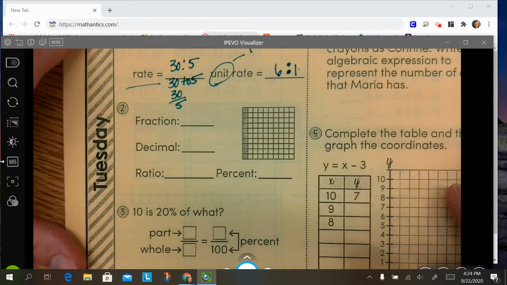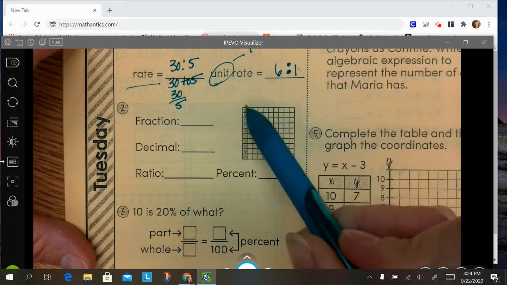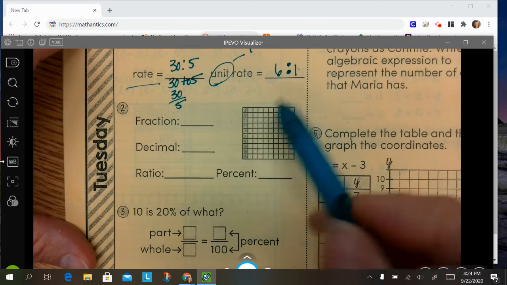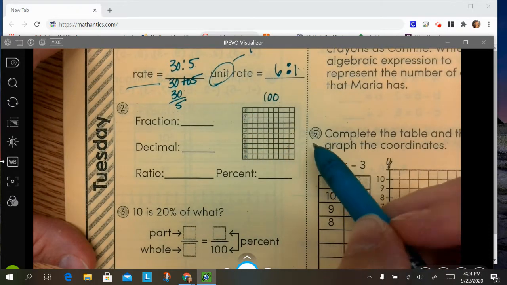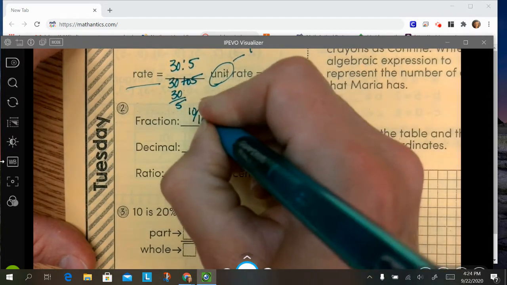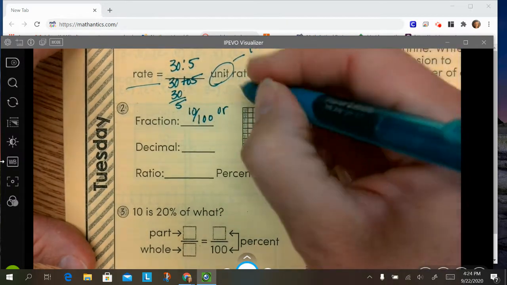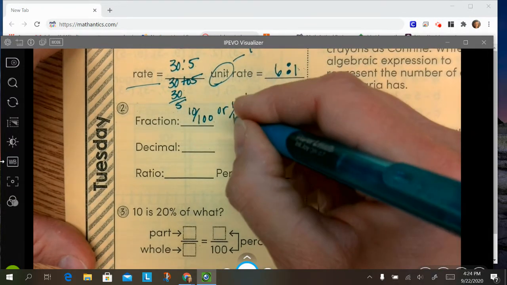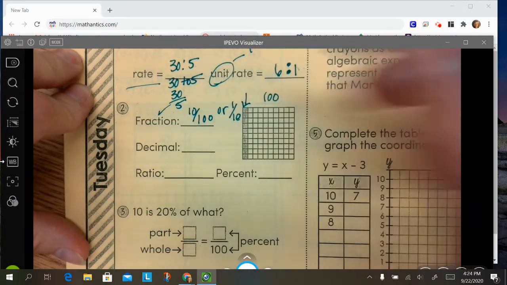Moving on, number 2 says fraction. They want you to take a look at this fraction in this grid. This grid is a 10 by 10, which equals 100. They want you to look at the part that's shaded versus the whole. The part that's shaded is 10, and the whole, or the total, would then be 100. You could also see it in another way, where you're just looking at this 1 bar versus the total 10 bars. You could look at it like that as well, and they both are correct.